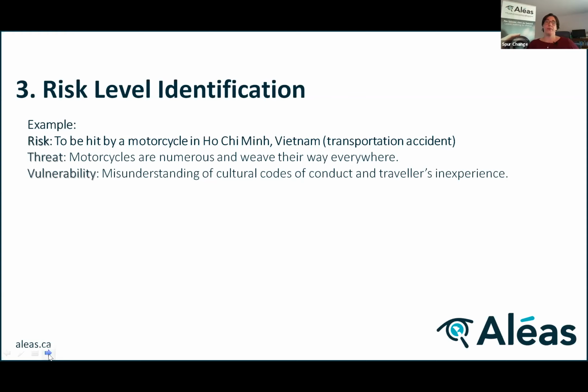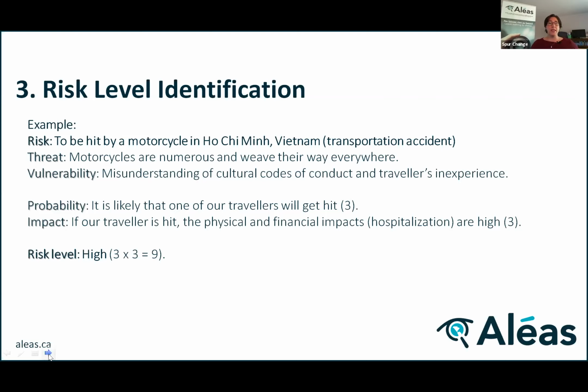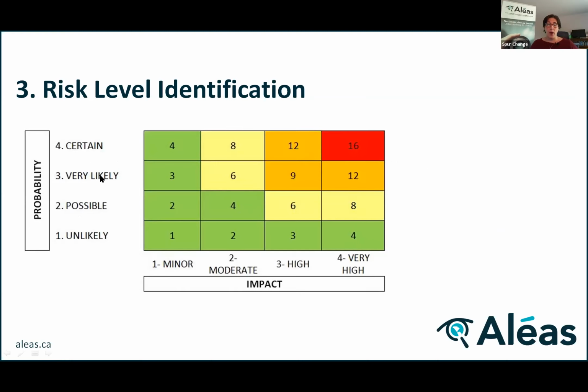So let's go back to our example. Again, I have the risk of being hit by a motorcycle in Vietnam. The probability is likely that one of our travelers will get hit. So I'm likely to get hit. So it's a 3 when you go back to your risk matrix. And if your traveler is hit, the physical and financial impacts are actually quite high because they would have to go to the hospital. So high here, 3 times 3 equals 9. So very likely on my scale of probability, and then high on my scale of impact gives me a 9. Okay, you see I'm in the orange zone and not the yellow nor the green. I'm in the orange and not yet the red, not critical.